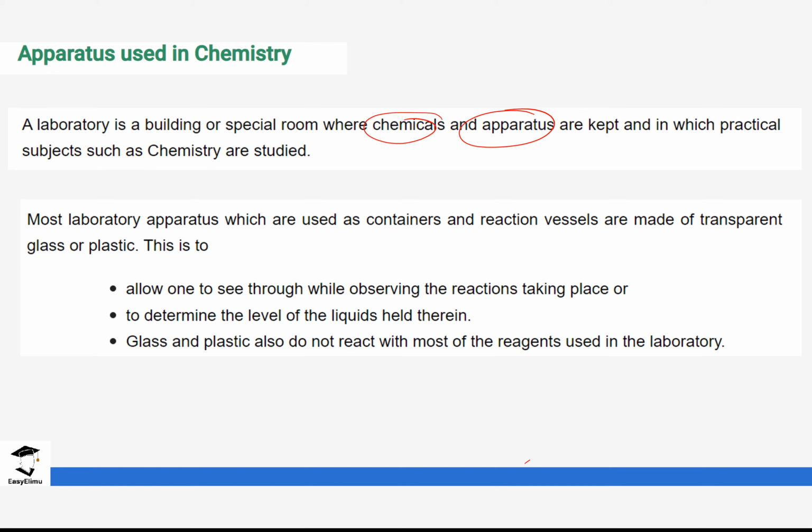There's a reason why this is so. They're usually made of transparent glass or plastic because, first of all, they allow one to see through while observing reactions. You're able to see the reactions that are occurring without necessarily looking from the top. You can check from the sides and you see exactly what you want to see. It also helps to determine the level of liquids because they are transparent, you can see through. And glass and plastic, most of them do not react with most of the reagents used in the lab. Not all of them, but most of them. So we can easily use them because they do not react with most of the reagents in the lab.